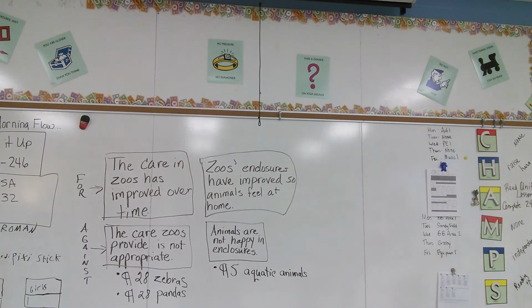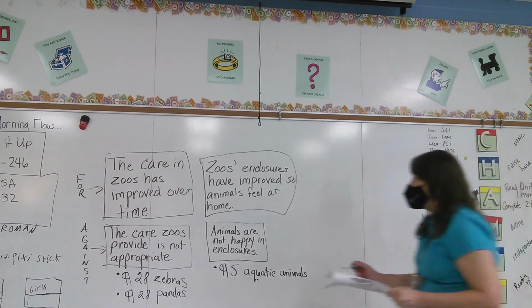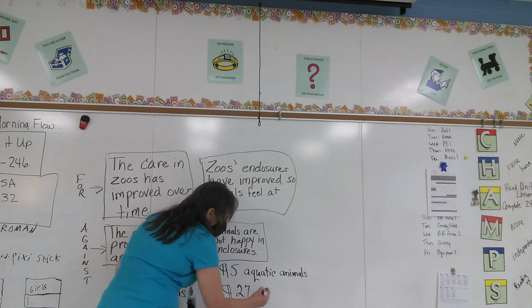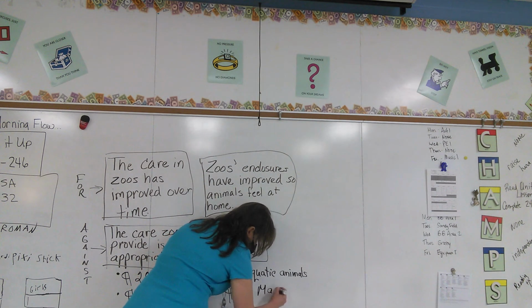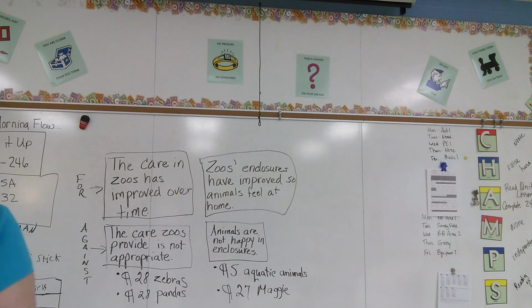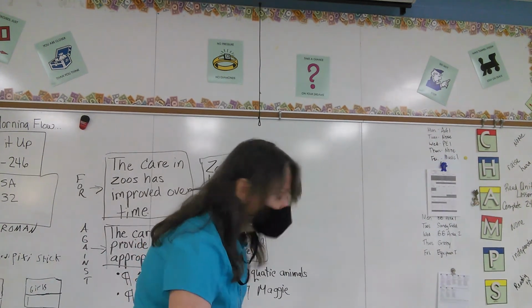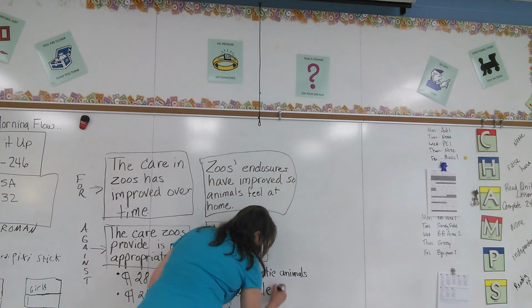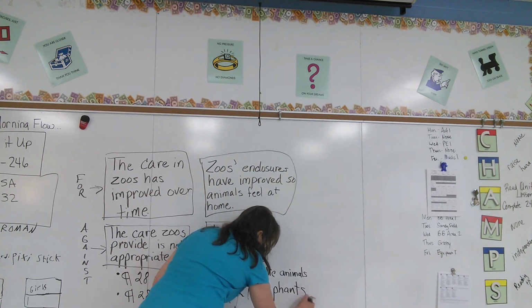Okay, Natalie? Paragraph 27. Everybody turn to paragraph 27, please. Okay, and again, paragraph 27 is going to go here because it talks about Maggie. And actually, let's put down elephants because Maggie is different. In the paragraph before, so Maggie's described in the paragraph before.